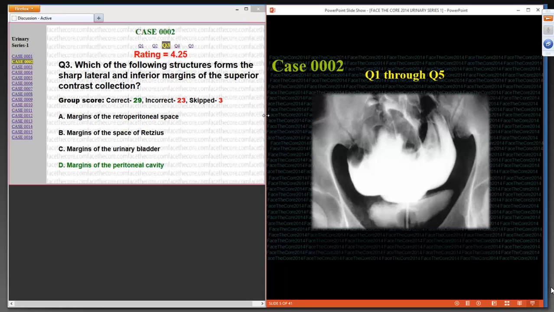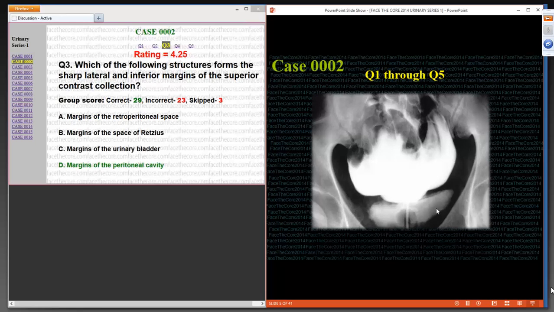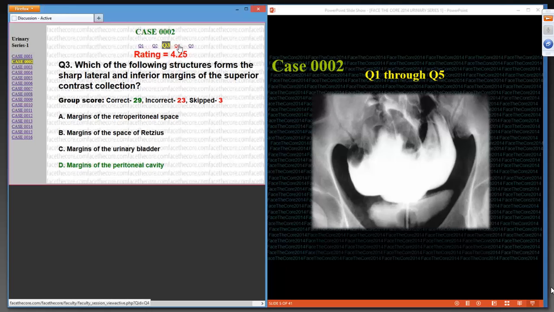Then the next question is, which of the following structures forms the sharp lateral and inferior margins of the superior contrast collection. So basically there are two contrast collections, one within the bladder and one outside, and the question is, what is this? And the answer to that is that these are the margins of the peritoneal cavity. This contrast is within the peritoneum, and the margins of that are well defined, and that is one of the ways that you differentiate contrast inside the peritoneal cavity, which is well defined within a cavity, and contrast outside of the peritoneal cavity in the extraperitoneal tissues, which is all flame-shaped and very irregular. And we will show you that, I think, in one of the further images. Everything else is not correct.